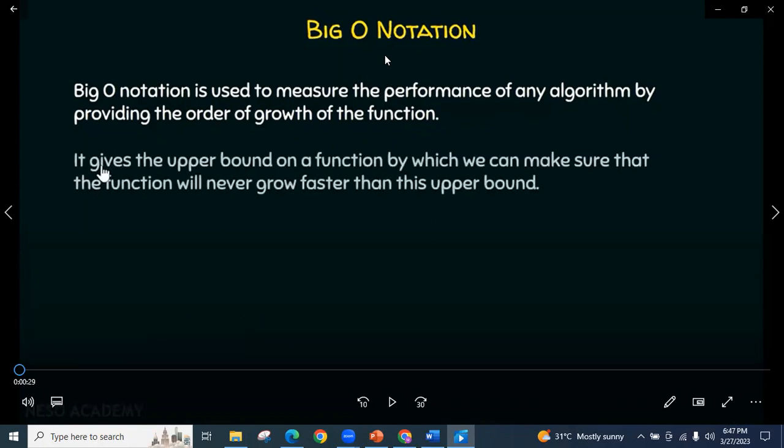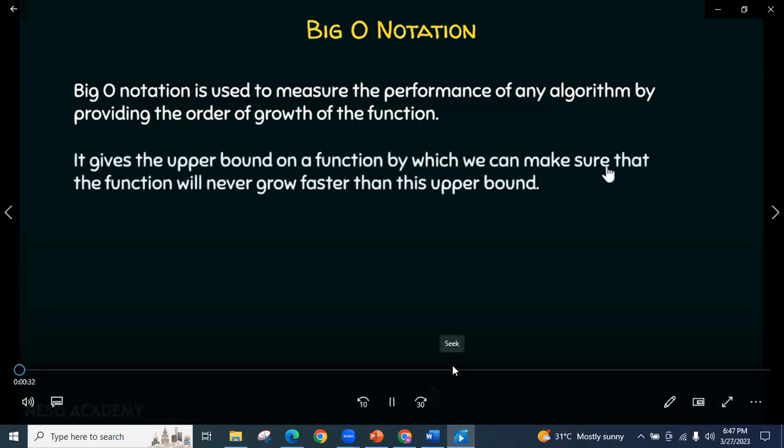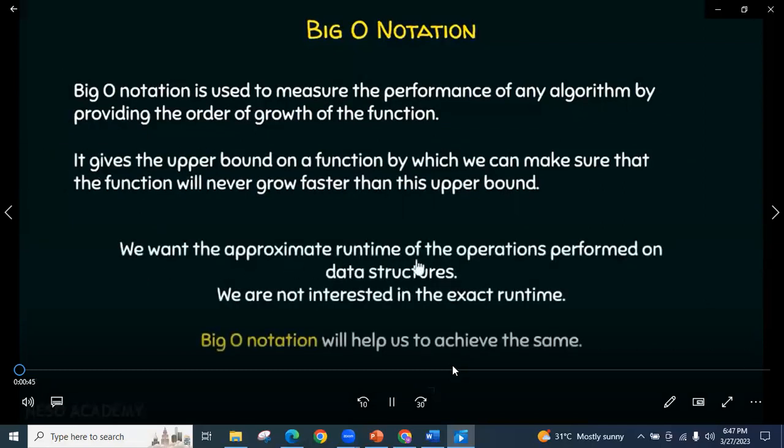in asymptotic analysis. It gives the upper bound on a function by which we can make sure that the function will never grow faster than this upper bound. So it gives us the least upper bound on a function so that we can ensure that the function will never grow faster than this least upper bound. We want the approximate runtime of the operations performed on data structures. We are not interested in the exact running time. From the previous discussions, it is clear that we are not interested in exact running time. We are interested in approximate runtimes. Big O notation will help us achieve the same. It gives us the approximate runtime.